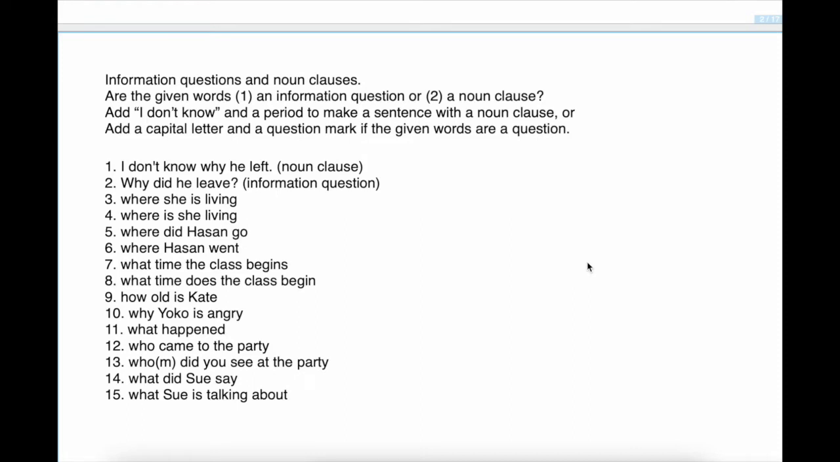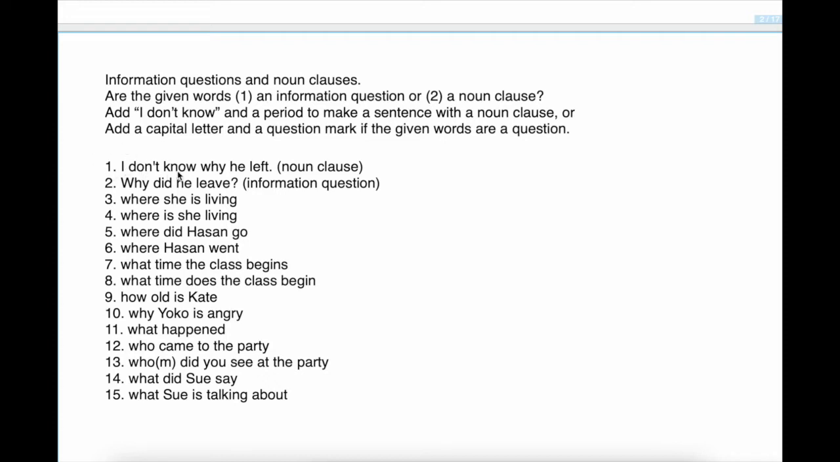Now we have an exercise in here. Information questions and noun clauses. It says, are these words an information question or noun clause? Add I don't know and a period to make a sentence with a noun clause, or add a capital letter and a question mark if the given words are a question. Number 1 and number 2 are done.